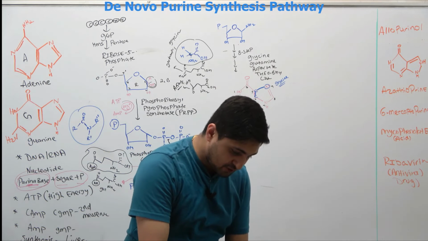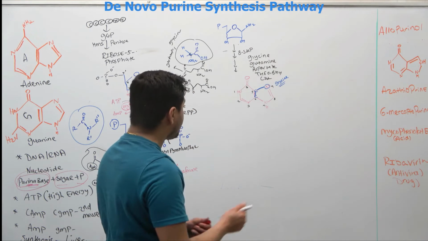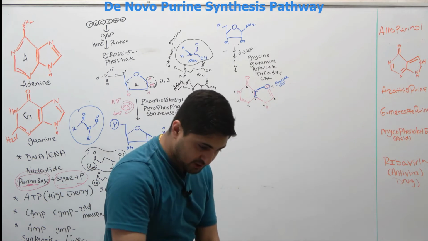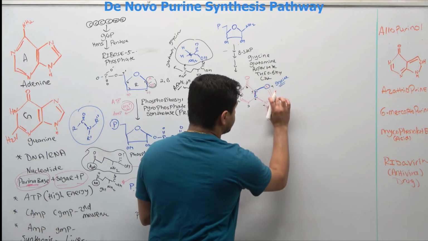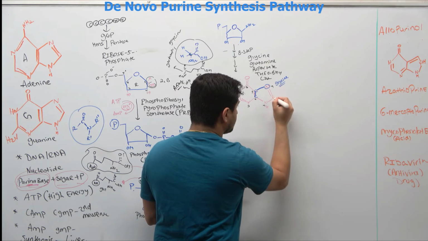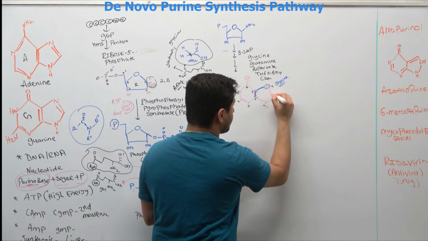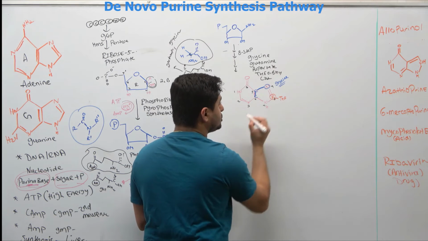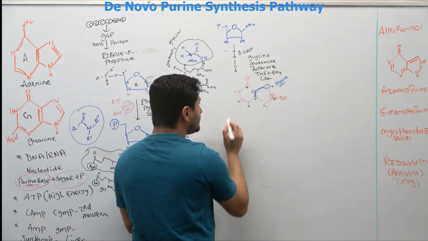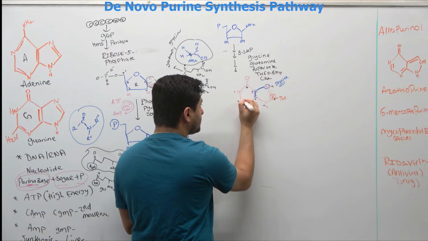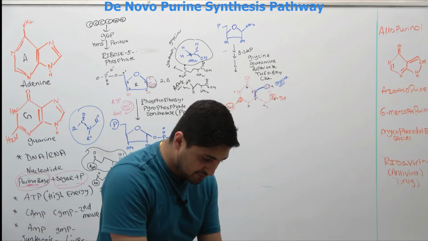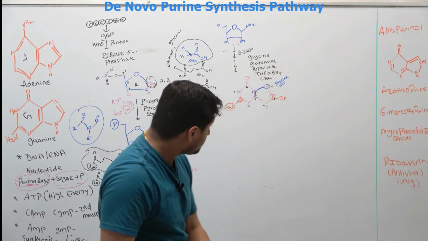Then after that, you have to remember other stuff. What about this carbon right here, which is basically on the 8th position? This carbon is coming from THF. The donor of this carbon is THF. Same thing happens on carbon number 2, this carbon right here. The donor is THF, tetrahydrofolate.